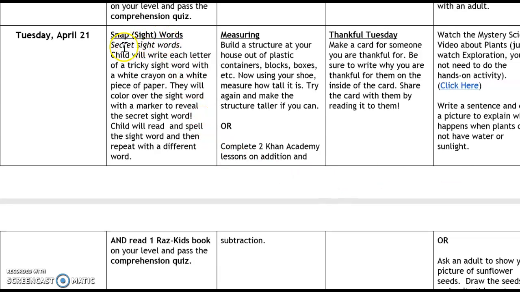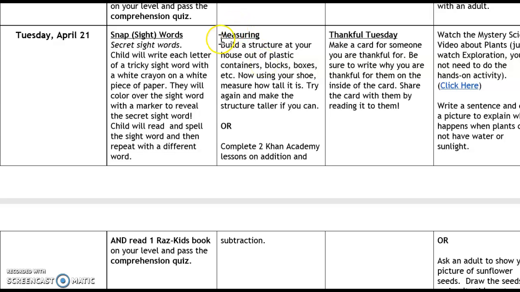Tuesday for our reading, we're going to be doing an activity with snap or sight words. Secret sight words. The child will concentrate on sight words that you're still having troubles with if you can, just so they can get that extra practice. Write the sight word on it with a white crayon on a white piece of paper, and then color it over with a marker to reveal, kind of like the secret codes things that some of us did when we were kids. And read one RazKid book and take comprehension.